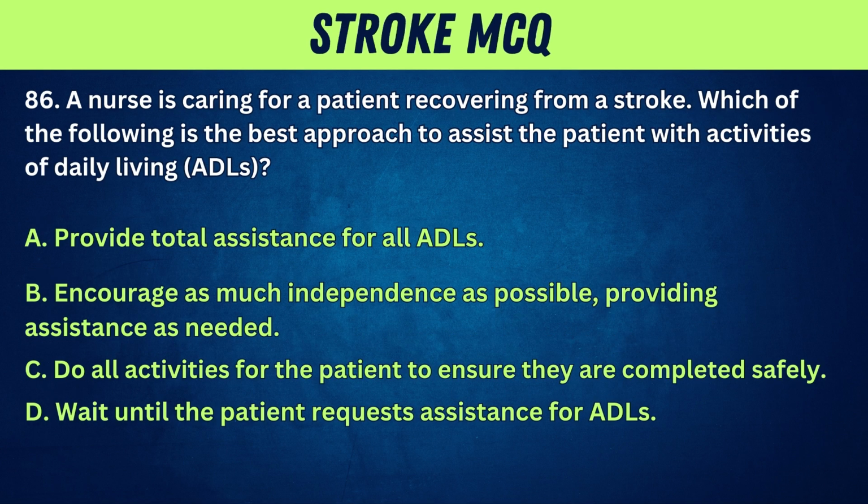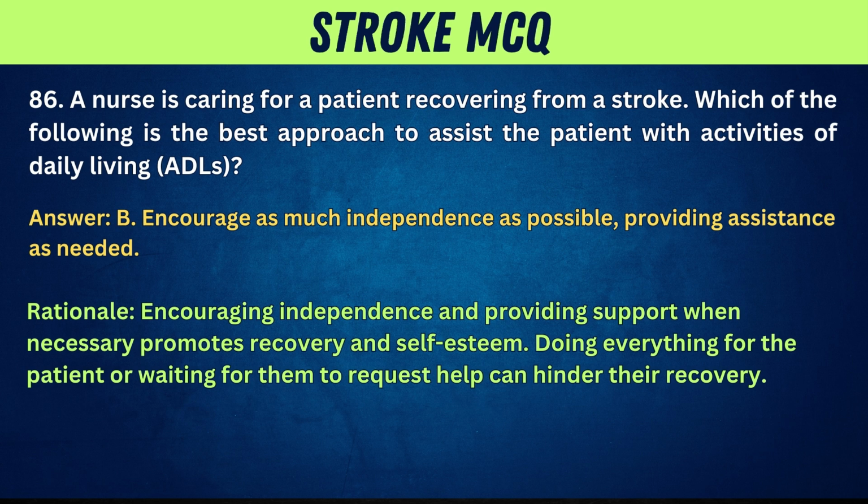86. A nurse is caring for a patient recovering from a stroke. Which of the following is the best approach to assist the patient with activities of daily living, ADLs? A. Provide total assistance for all ADLs. B. Encourage as much independence as possible, providing assistance as needed. C. Do all activities for the patient to ensure they are completed safely. D. Wait until the patient requests assistance for ADLs.